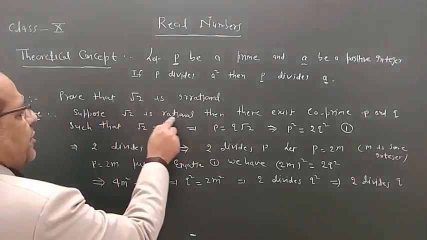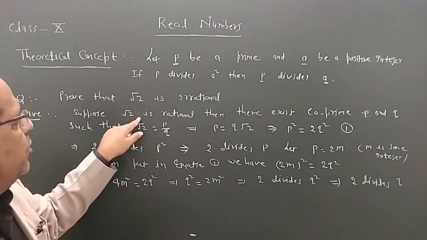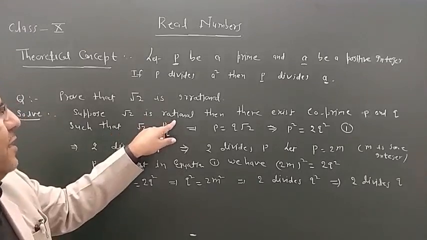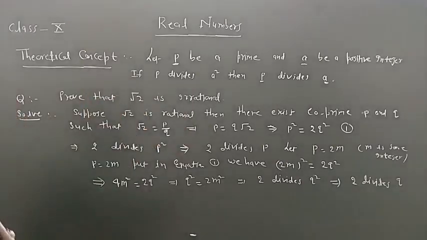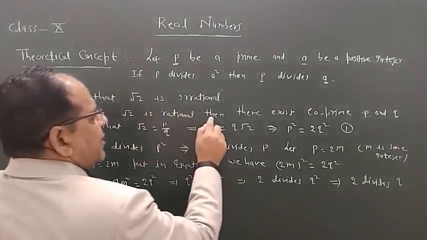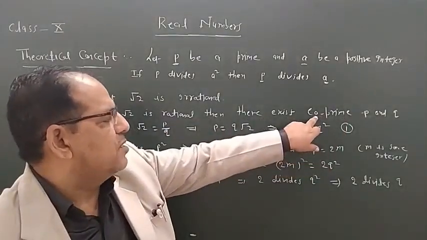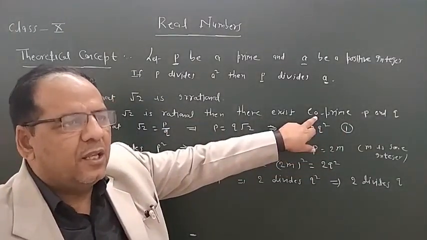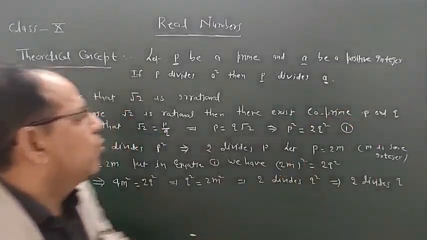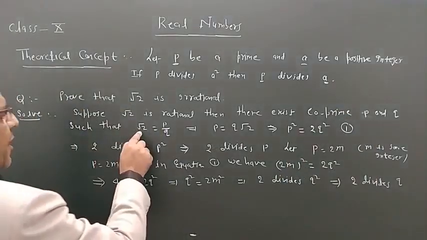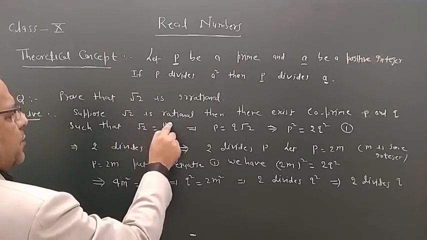Suppose root 2 is rational. If we prove that root 2 is not rational, then it will be clear that root 2 is irrational. So suppose root 2 is rational, then there exist co-prime integers P and Q, co-prime meaning two integers that have no common factor other than 1, such that root 2 equals P upon Q.